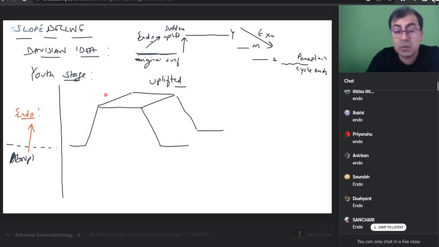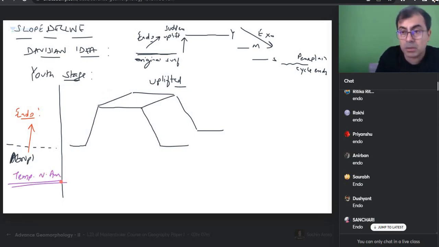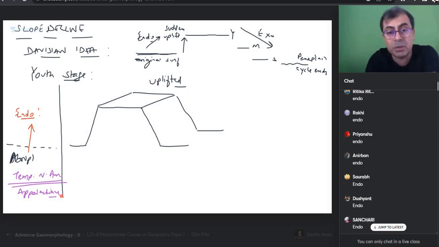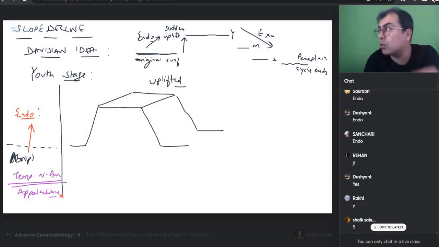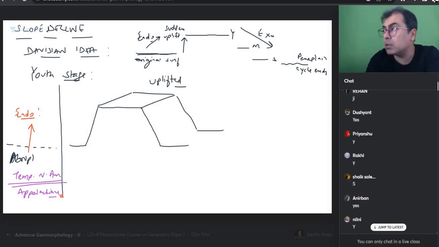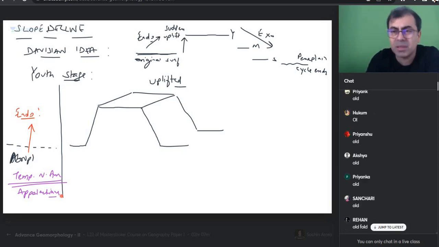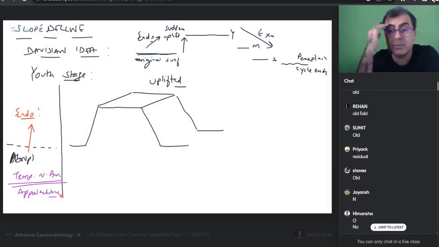Where is he operating? He was talking about temperate North America, and he's talking about the Appalachians. Remember the Appalachian Mountains, eastern side, if you've done my foundation basic classes. New fold or old fold mountains? Old fold mountains, okay. The height will not be much, they have almost finished, only residual remains. So he is assuming that they had uplifted some time ago, okay.